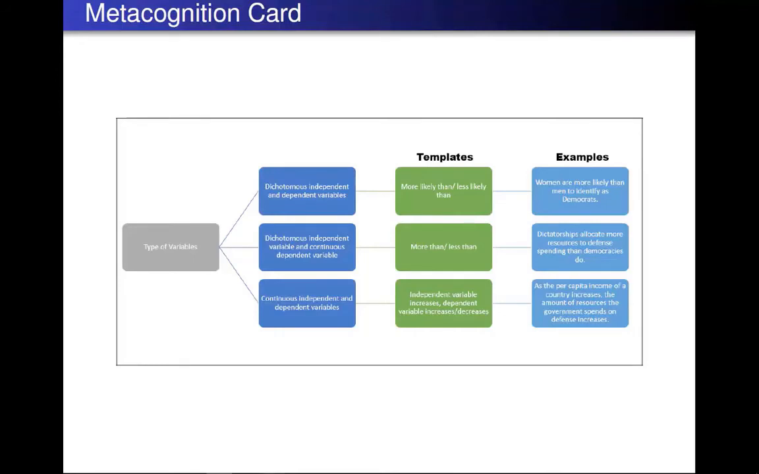This metacognition card can help you decide which hypothesis template to use based on which kinds of variables you have. If you have dichotomous independent and dependent variables, use the "more likely than / less likely than" template. If you have a dichotomous independent variable and a continuous dependent variable, use the "more than / less than" template. If you have continuous independent and dependent variables, use the "independent variable increases, dependent variable increases / decreases" template.